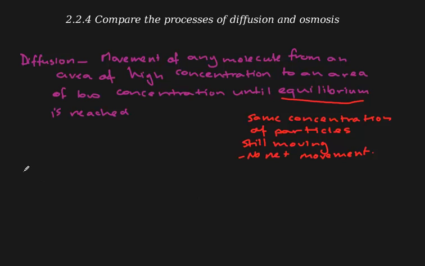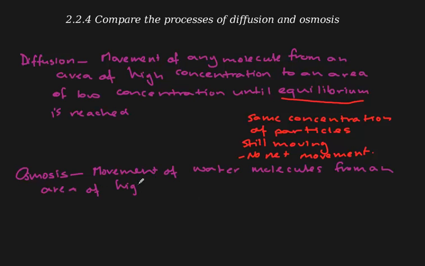Now, osmosis is a special type of diffusion. It's a special type of diffusion because it relies on the movement of water molecules. So it is the movement of water molecules from an area of high water concentration to an area of low water concentration.